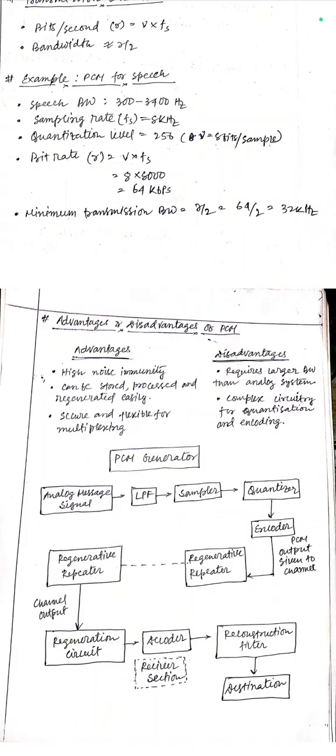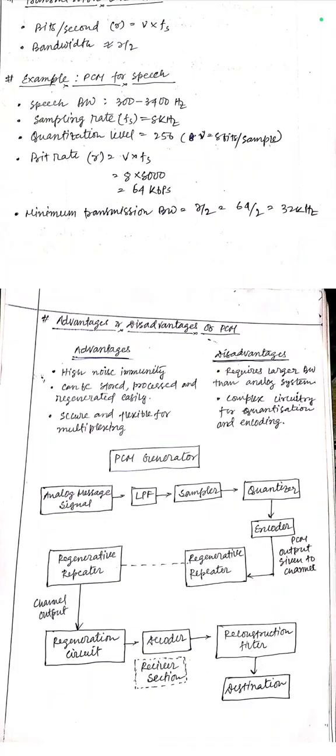And at the end, there is a full diagram of how the PCM, pulse coded modulation, works. At first we take the analog message signal, then we pass it through the LPF, then we sample it, then quantize it, then encode it, and the PCM output is given to the channel.